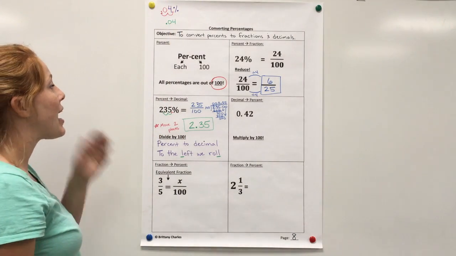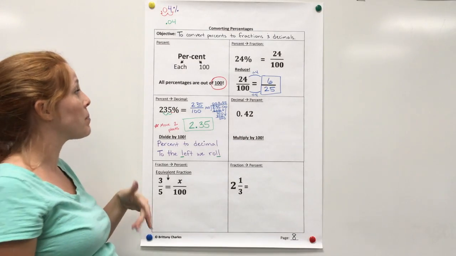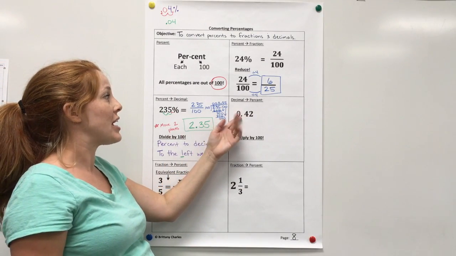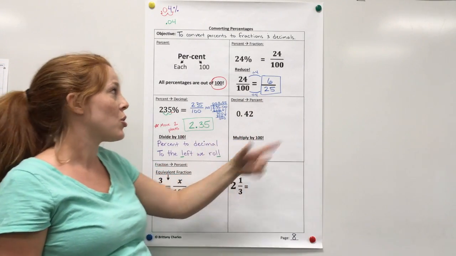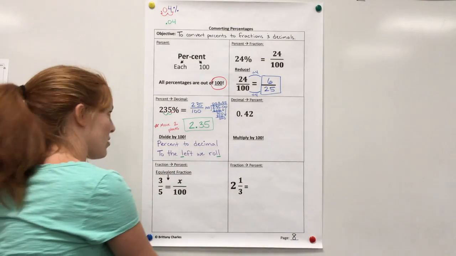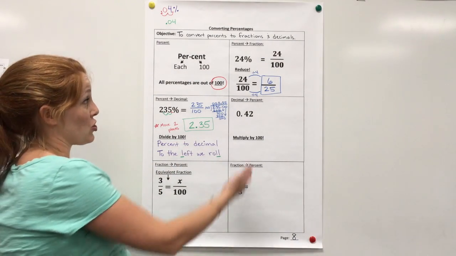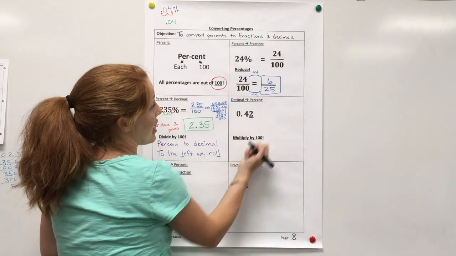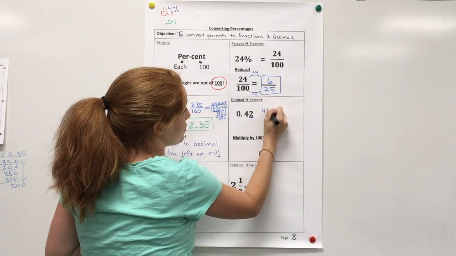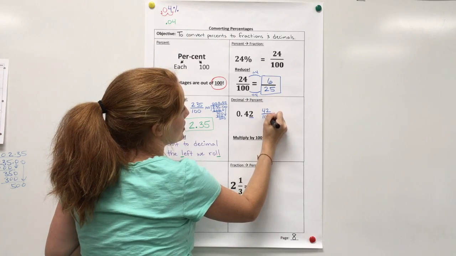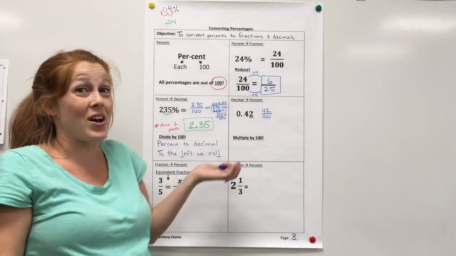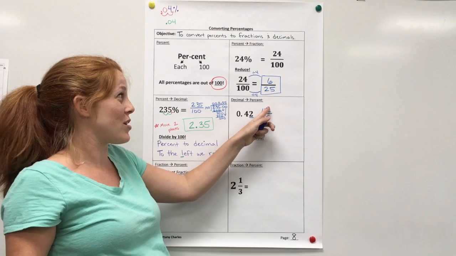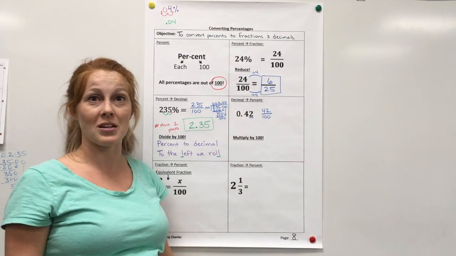Okay? Now, we're going to look at the opposite. We're going to start with a decimal and change it into a percentage. Well, I can do the same thing that I normally do, which is look at the place value. It's in the hundredths place, and I can put 42 over 100. Now, since all percents are out of 100, all I have to do is look at my numerator. That means it has to be 42%.